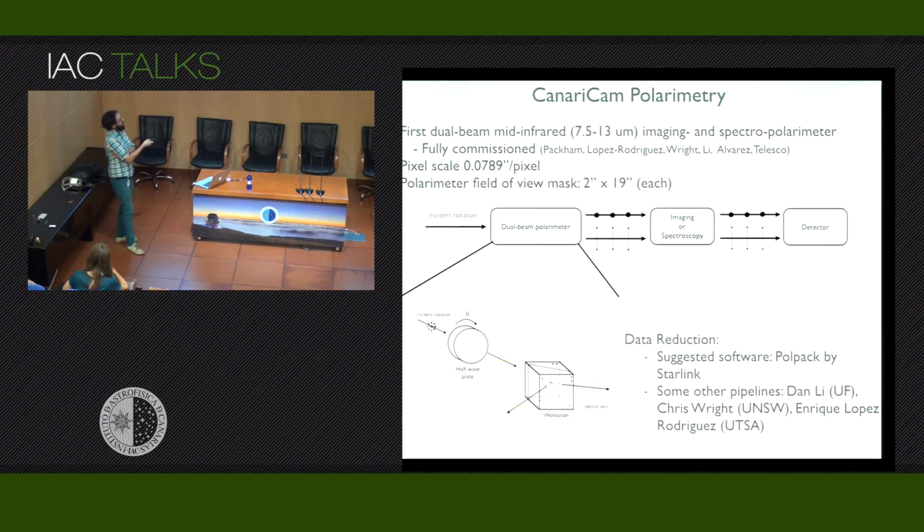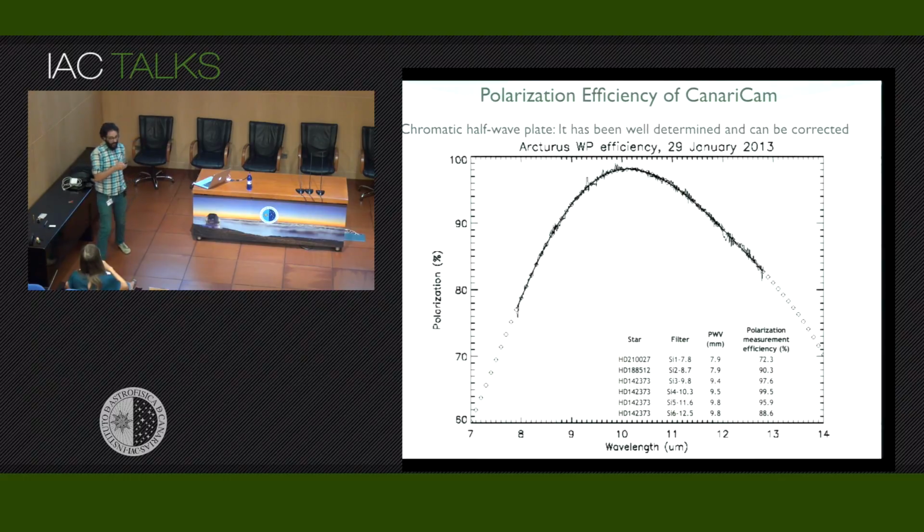If you want to do some data reduction, you can use the suggested software, PolPack by Starlink, but also some pipelines by Dan Lee at the University of Florida, Chris Bright in Australia, or me also at UTSA. You can use them. Some of the characteristics of the Canary-CAM polarimetry: the efficiency is very high at 10 microns.